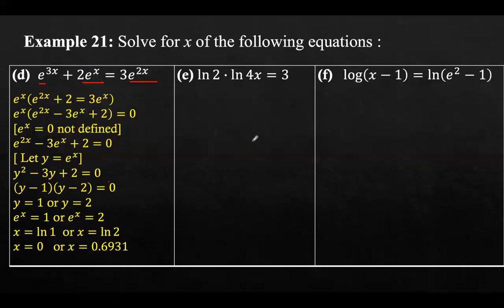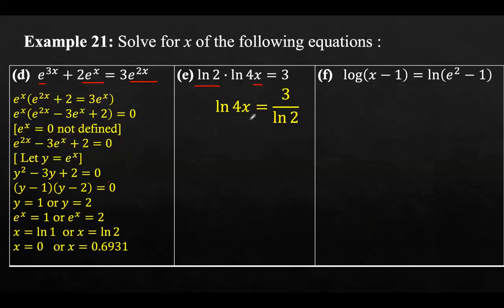Okay, E. You get ln 2 times ln 4x equals 3. I want to find x here, so I need to move ln 2 to the right hand side. So divide both sides by ln 2. Eventually you get ln 4x equals 3 over ln 2.